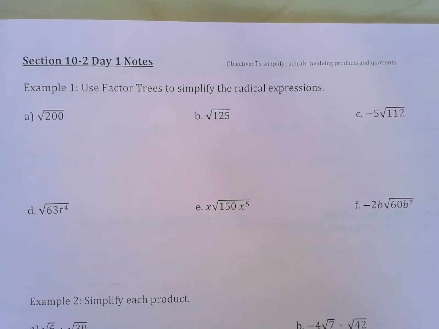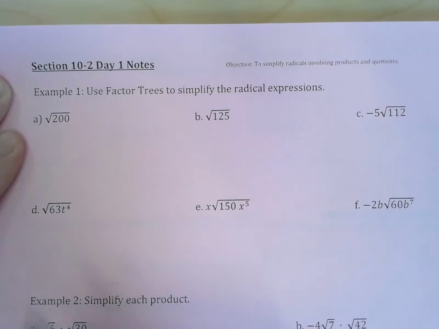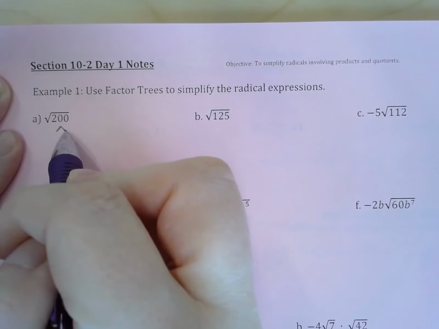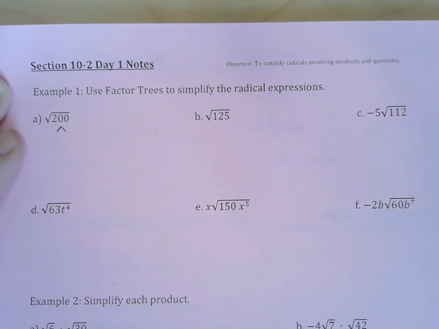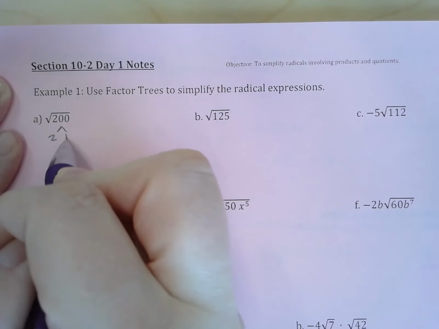So today we're going to use factor trees to simplify radical expressions. So here on part A we have the square root of 200. The first thing that we're going to do is find two factors that multiply to 200. So my first guess would be 2 and 100.